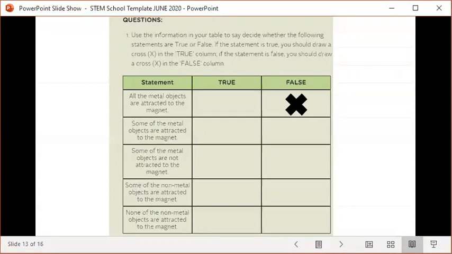Okay, so the second statement, some of the metal objects are attracted to the magnet. Okay, so Sakura, Koto, they're saying true. Leletu also saying true. Yandisa true. Let us see. And yes, guys, that is beautiful. The answer is true. Okay, third statement. Some of the metal objects are not attracted to the magnet.